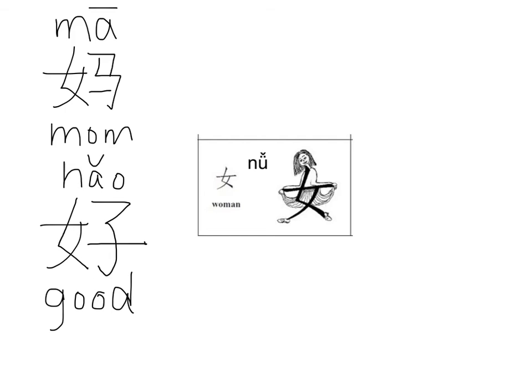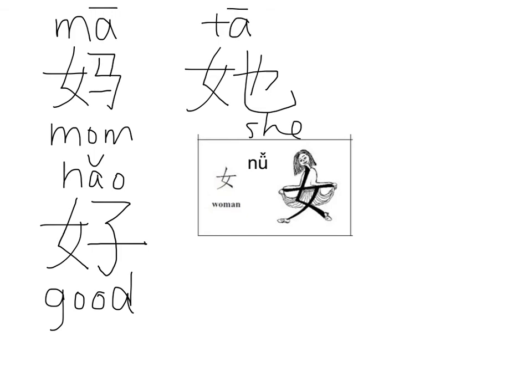Next character we just learned a little while ago. So here is the 女 on the left side. On the right side is a 也. So it's 她. It means she or her. So it's 她.